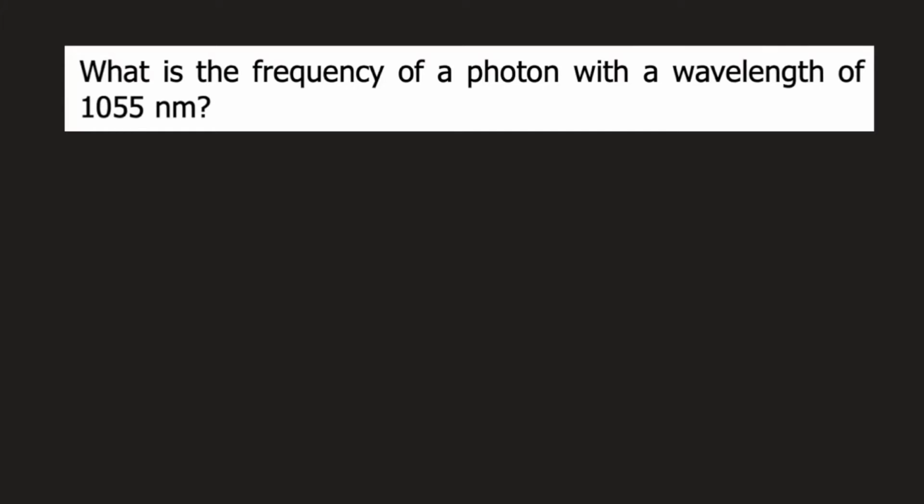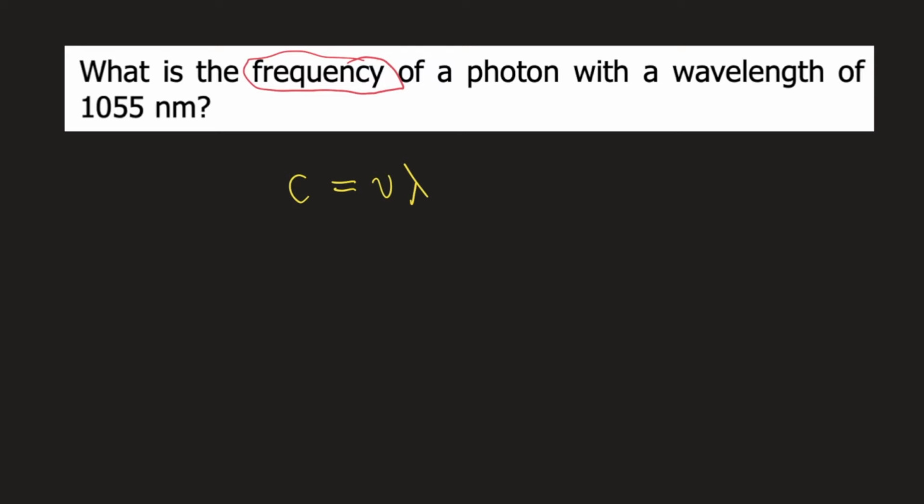What is the frequency of a photon with a wavelength of 1055 nanometers? So the formula is c equals nu times lambda. c is the symbol for the speed of light. Nu is the Greek letter which is the symbol for frequency, and the Greek letter lambda is the symbol for wavelength. The problem is asking us to solve for the frequency.